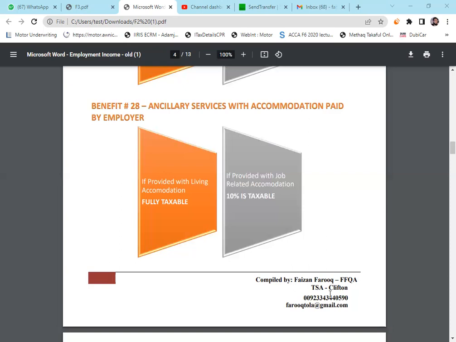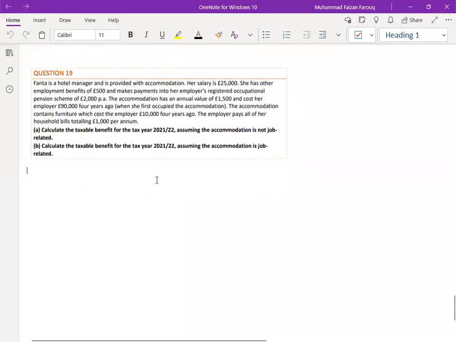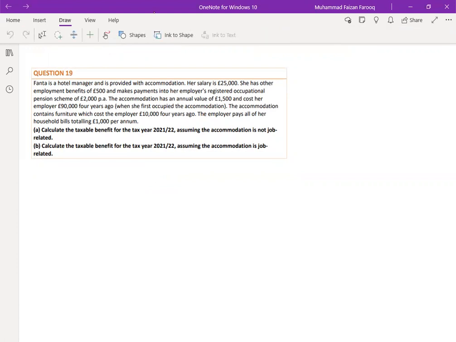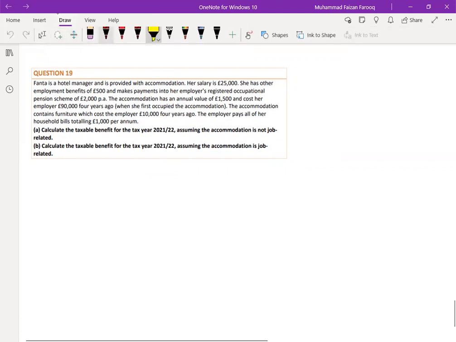How to do it? We are going to learn with this question called FANTA. So I need you guys to please read the question on your own first, then we will do it together. They are saying requirement A, assume this is not job related, meaning it's a living accommodation, easy living accommodation. Penta is a hotel manager, provided with accommodation.